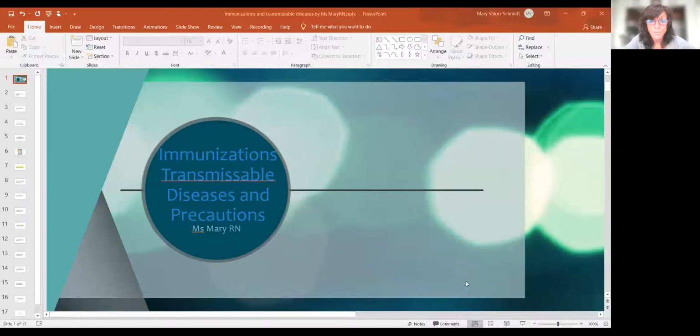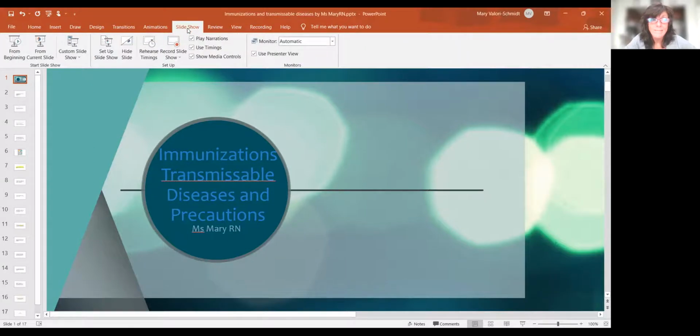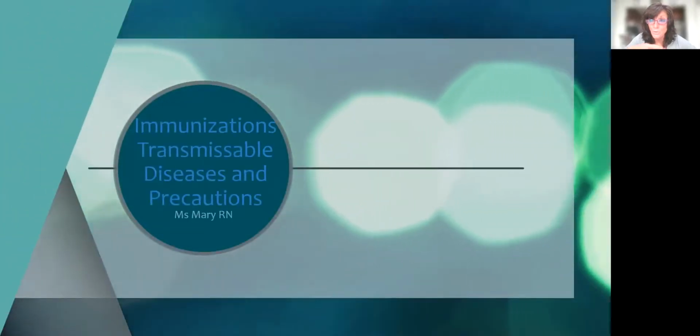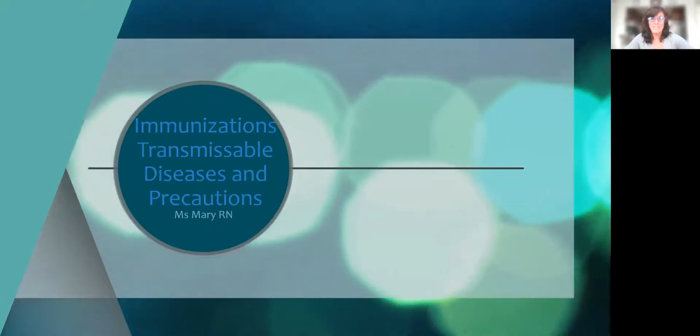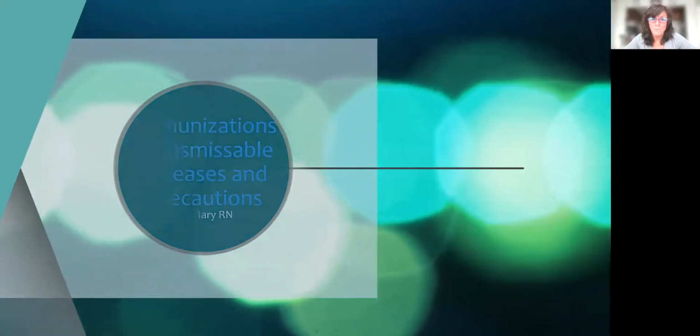Here we are. So this is called Immunizations, Transmissible Diseases, and Precautions. All right. And I'm going to pull this up as a slideshow so that it's nice and big. I'm going to do it right from the beginning. This way you can see everything that you need to see. Pretty groovy, huh? All right. So immunizations, transmissible diseases, and precautions. What are we talking about?